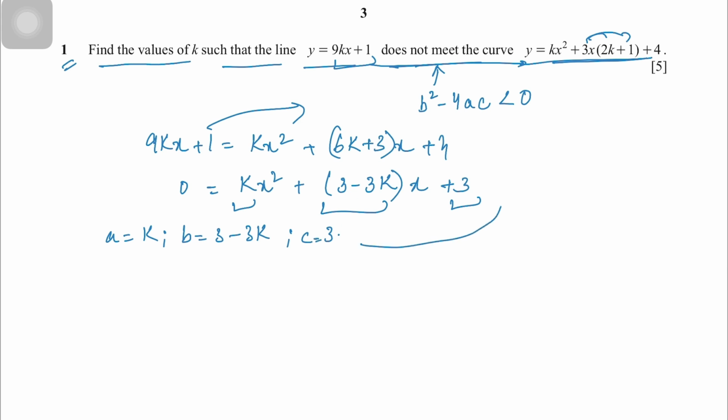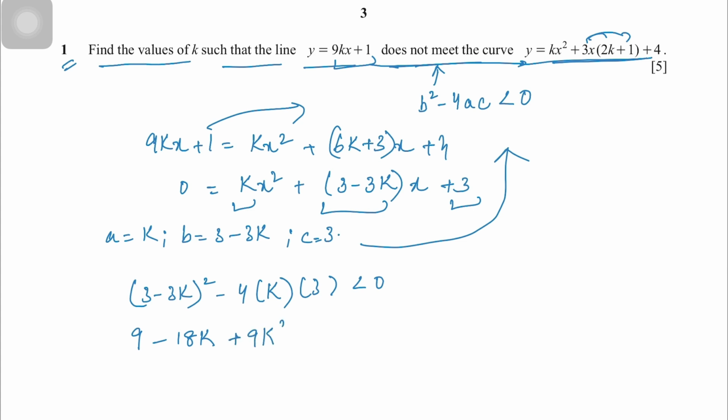Now let's substitute it in this equation. This would be (3 minus 3k) whole squared minus 4 into k into 3, which is less than 0. So we get the answer as 3 squared is 9, 3 into 3 is 9, 9 into 2 is 18, so this would be minus 18k, and then 3k squared is basically 9k squared, and this would be minus 12k less than 0. So this would finally be written as 9k squared minus 30k plus 9 is less than 0.